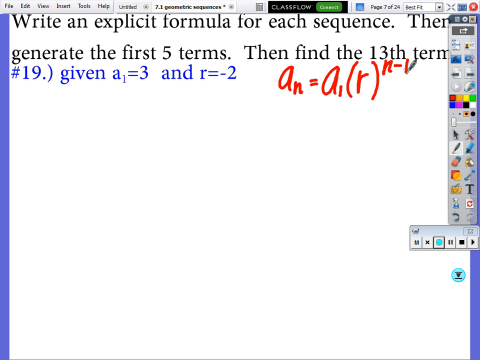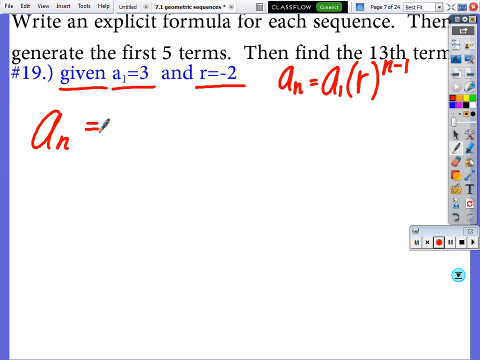So the first thing we're doing is writing an explicit formula in general for this particular sequence. We're given that a sub 1 is 3, and we're given that our ratio is -2. So let's plug it into our explicit formula. Since it says write an explicit formula, you're going to leave it general for now. So a sub n, leave it n, because it's telling us to write an explicit formula that will work for any term we want to find.